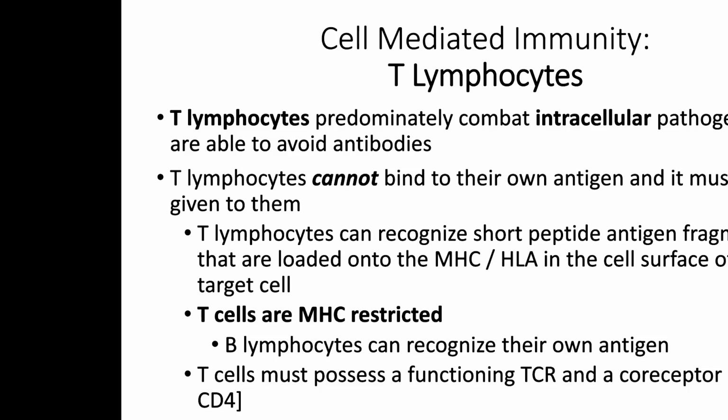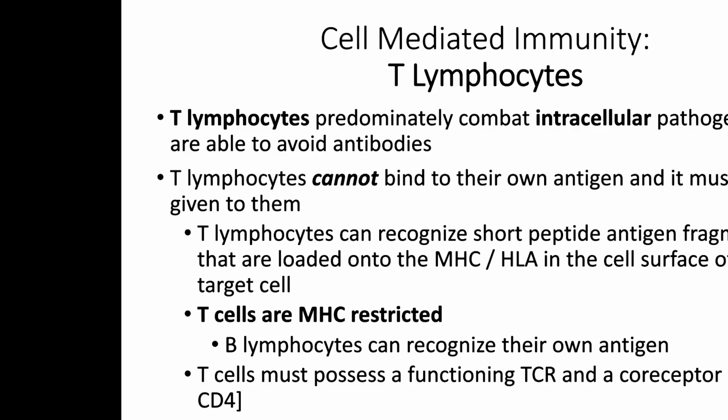So T lymphocytes are really good at combating intracellular pathogens. T lymphocytes, sort of as an evolutionary check, cannot bind to their own antigen. The antigen must be presented to them. And again, they are MHC restricted. They can only interact with the appropriate MHC if they have that proper subtype. So in order to do that, they must possess both a functioning TCR and a co-receptor.